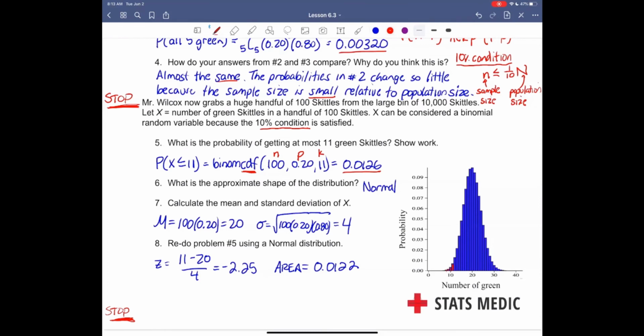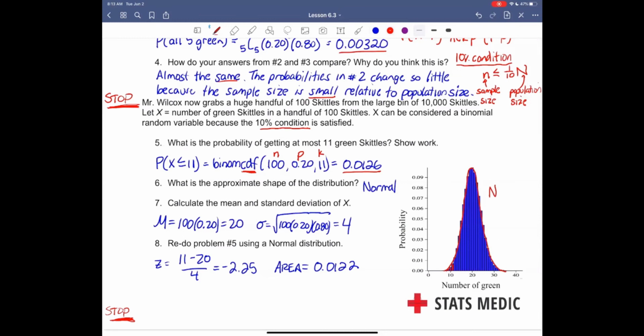Now number 6, the approximate shape of the distribution. Well, I sure hope that you look at this distribution over here and you see something that looks approximately normal. So I'm going to put a capital N on that to say that it looks like it's approximately normal.